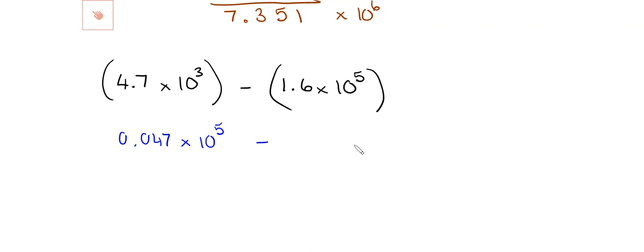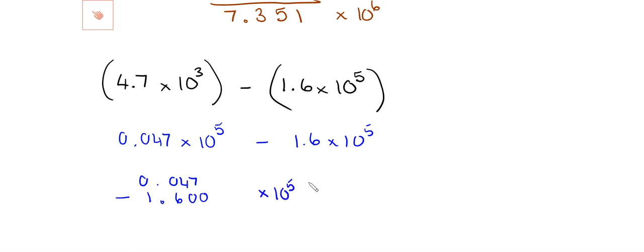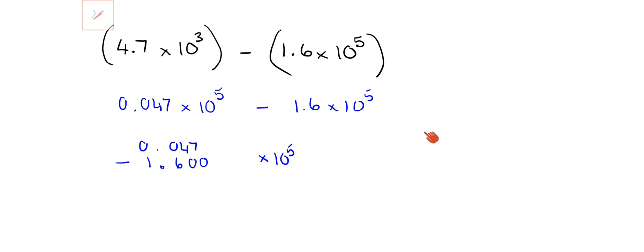And then we're going to subtract 1.6 times 10 to the power of 5. So now we've got 0.047 subtract 1.600, and whatever answer is times 10 to the power of 5. I thought easier to do was do 1.600 subtract 0.607 and then break it negative.